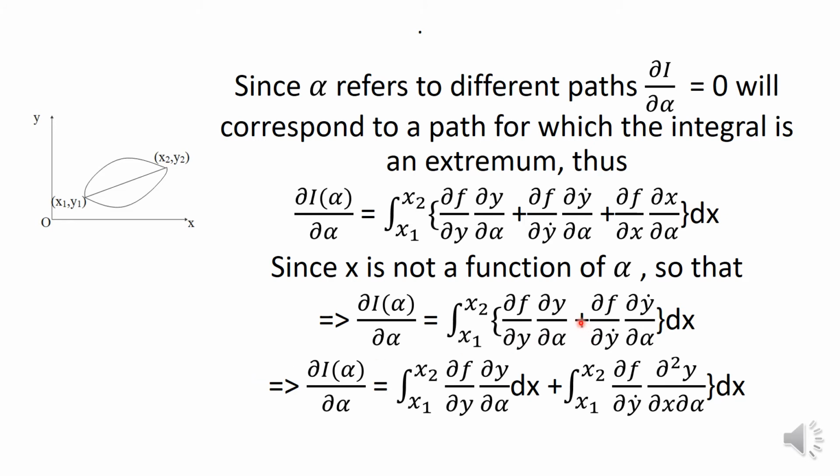Now if we write this integral in this way, that is del I by del alpha equals integral x1 to x2 of del f by del y, del y by del alpha dx, plus integral x1 to x2 of del f by del y dot, del square y by del x del alpha dx.